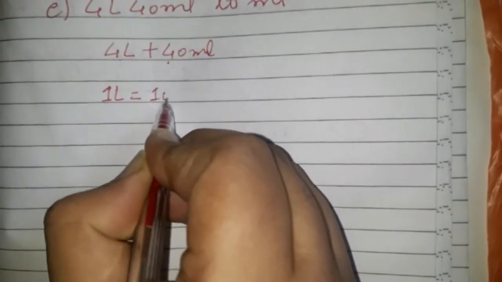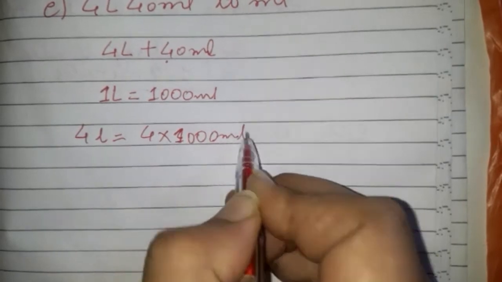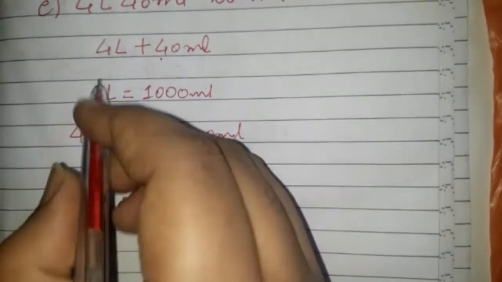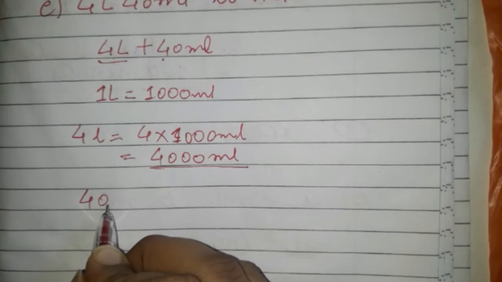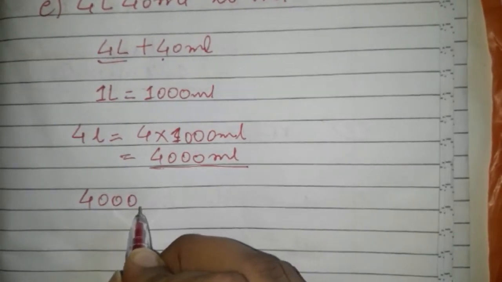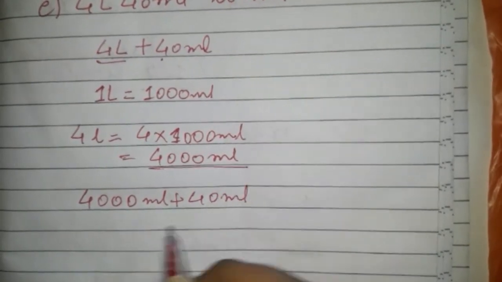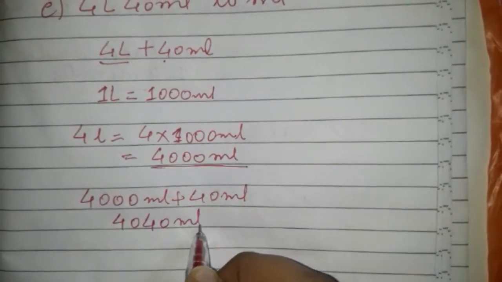1 liter equals to 1000 milliliters. That means 4 liters will be equals to 4 into 1000 milliliters, and this will become 4000 milliliters. Now this 4 liters converted into 4000 milliliters. Now we will add the quantity with the same units, 4000 milliliters and 40 milliliters. We'll add both the numbers and become 4040 milliliters.